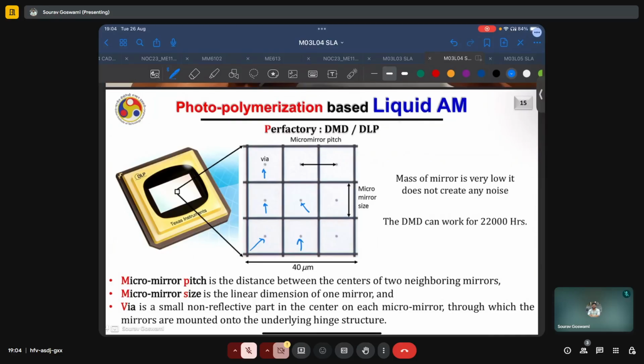The mass of mirrors in DLP is also very low and it does not create any noise. The DMD can work for up to 22,000 hours.